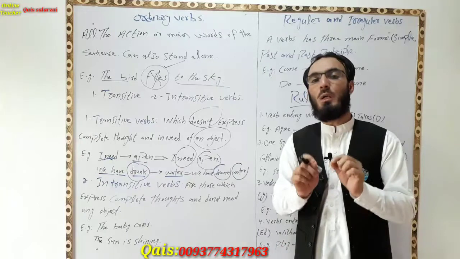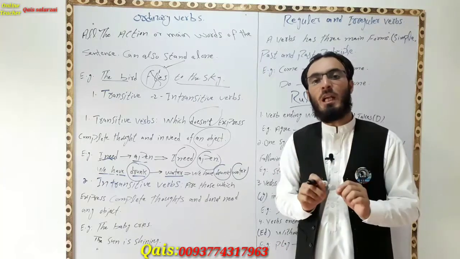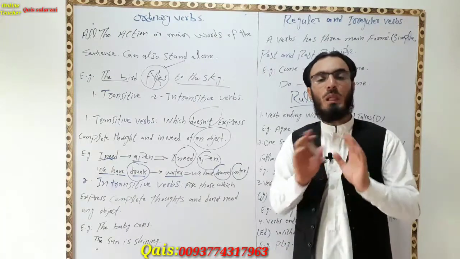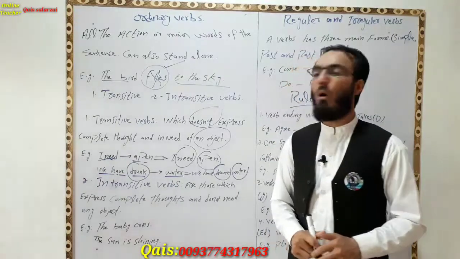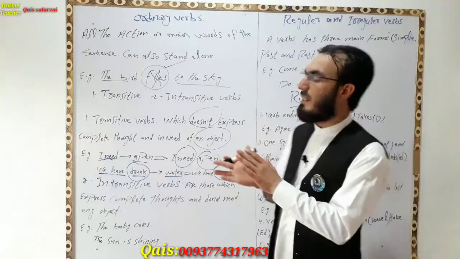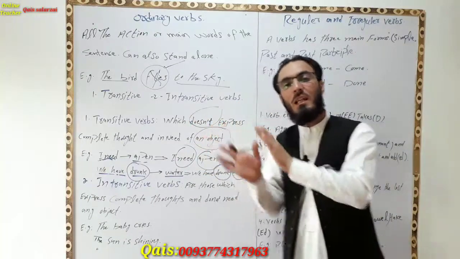Once more, transitive verbs are those verbs that don't express a complete meaning. They need an object. Without an object, they are not a complete sentence. Now let's move on and start with the intransitive verb. Once you learn the one, the second is easy for you.